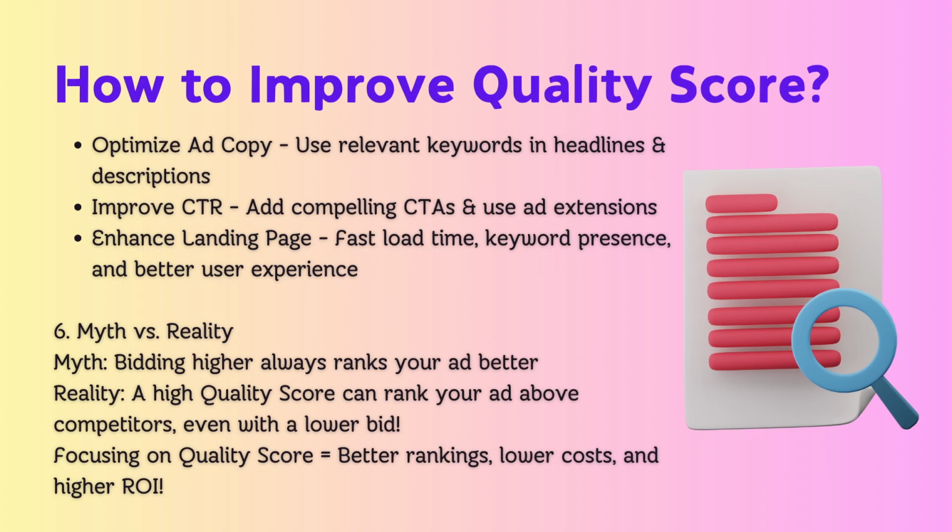So how to improve quality score? We need to optimize ad copy, use relevant keywords in headlines and descriptions, improve click rate, add compelling CTAs, and use ad extensions. We need to enhance landing pages: fast load time, keyword presence, and better user experience.